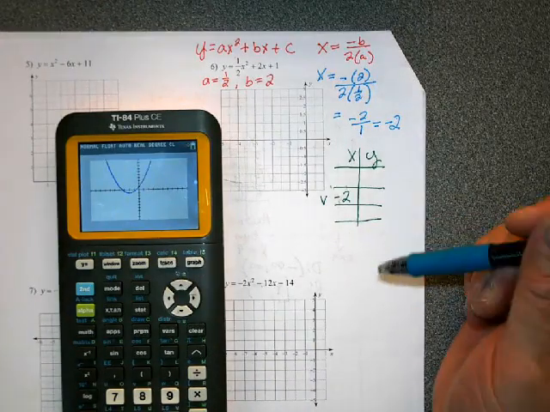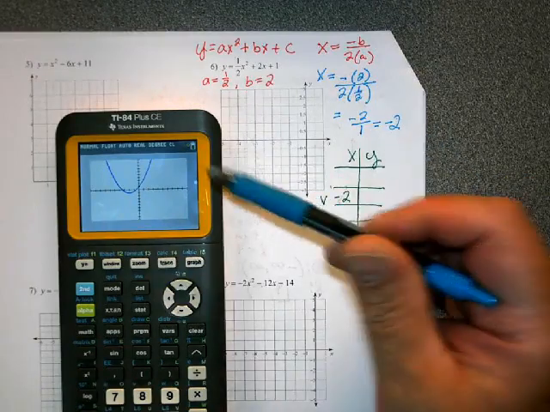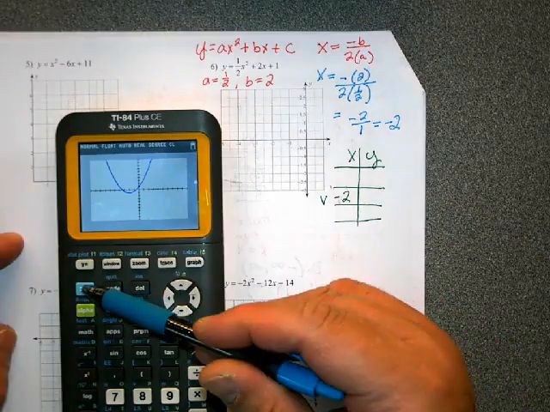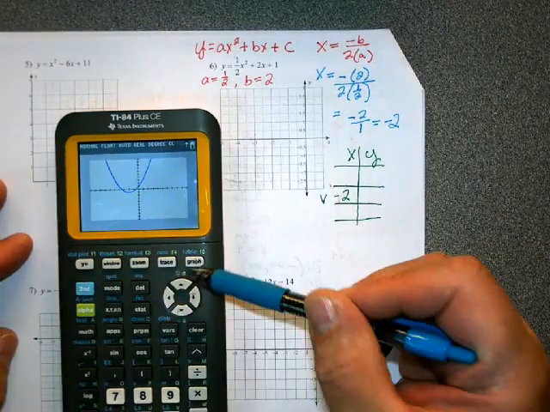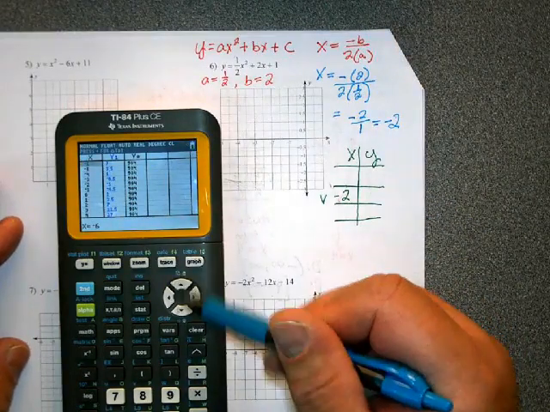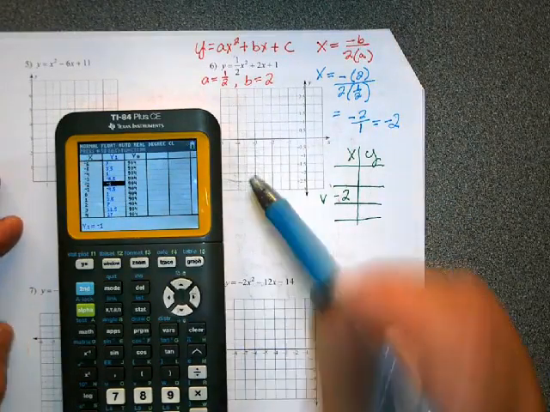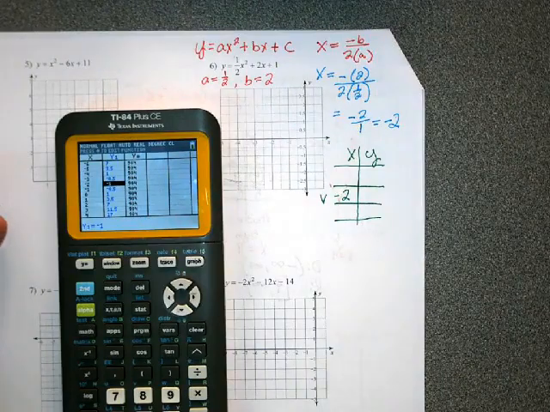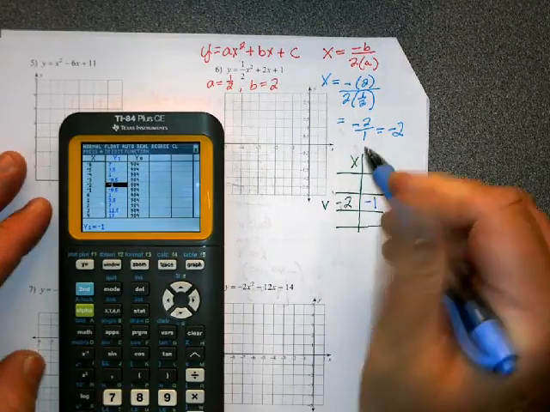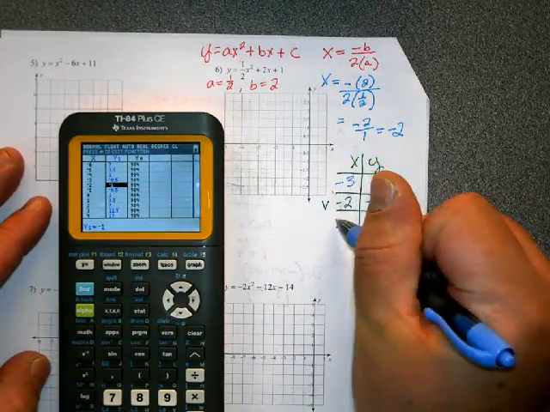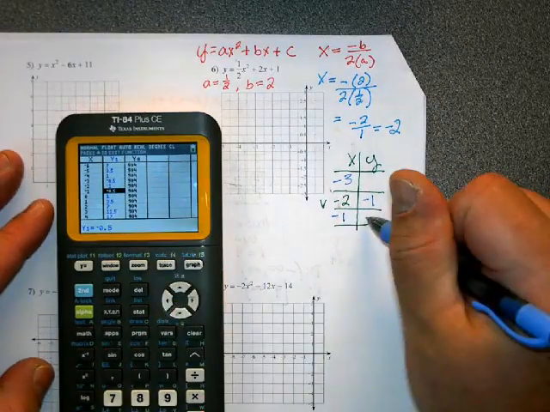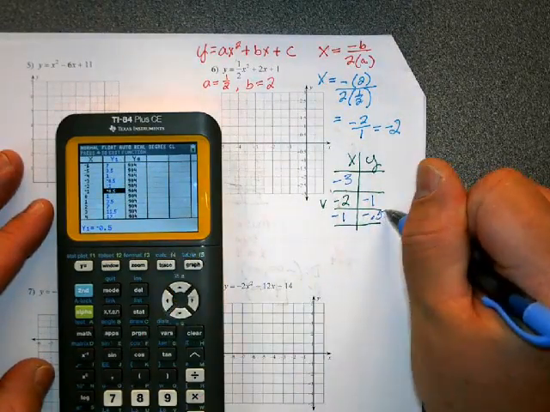Mine's still thinking. I'm going to go to my table, second graph, and pick up my values for y. So -2, there's my -1. And I'm going to go 1 less, -3, 1 more, -1. Looks like -0.5, and then -3 should be -0.5 too. So there's my 3 points.